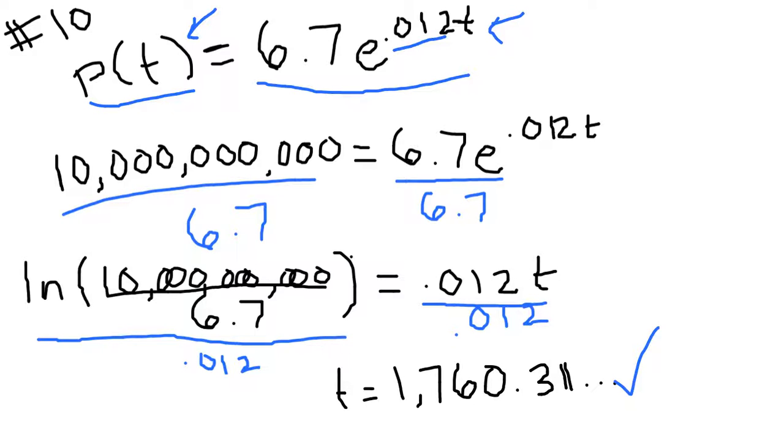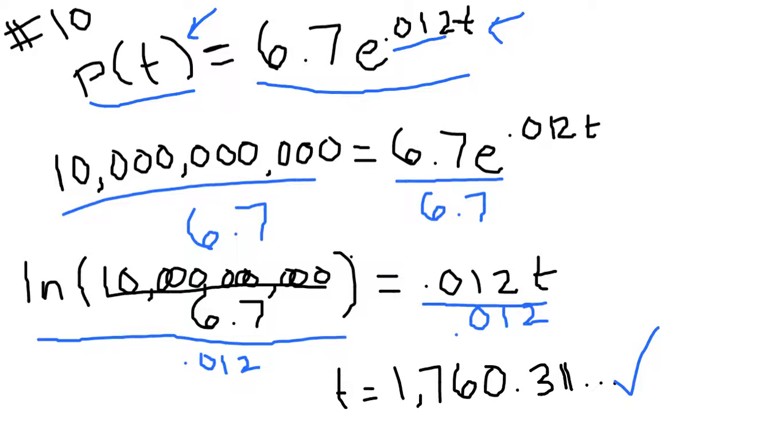Okay? So I just kind of start solving. Everything in the blue here is my work to move on to the next step. So I started off with 10 billion equals 6.7 e to the 0.012 t, and then in the blue I say I'm going to divide by 6.7 to get it over to the other side, because I'm slowly trying to get this t by itself.